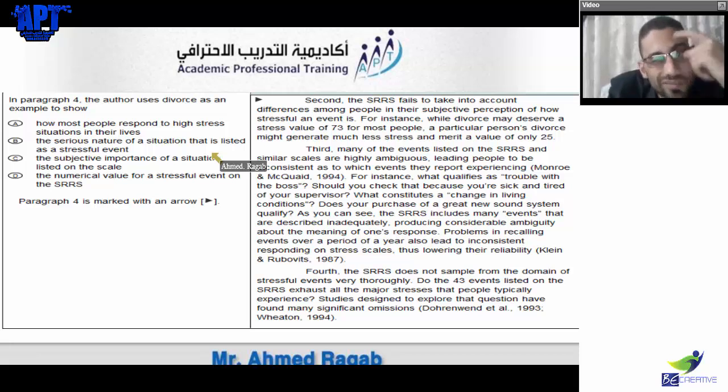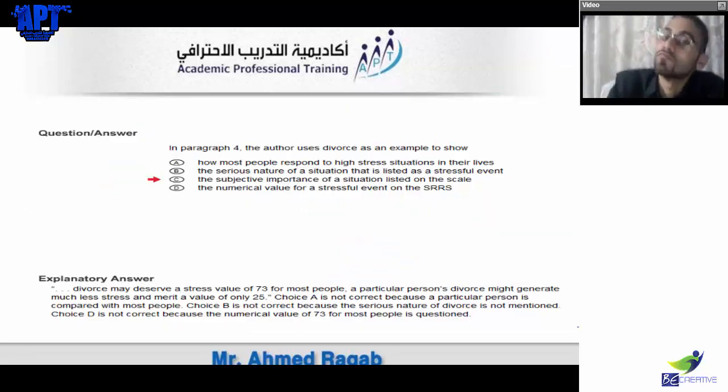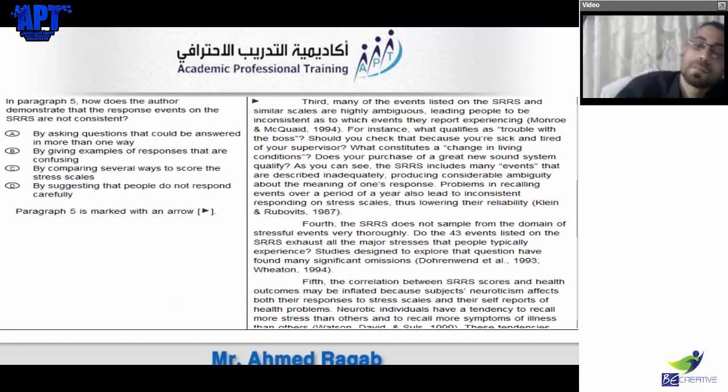Maybe. Let's go for number 4: the numerical value for stress events on the SRRS. So I guess it's C. Correct. Why? Because A is not correct, B is not correct, D is not correct. Let's go next.